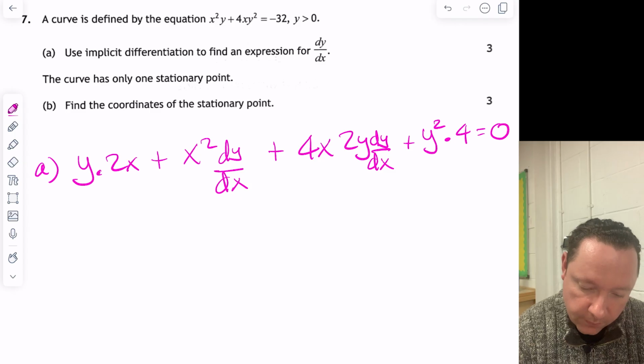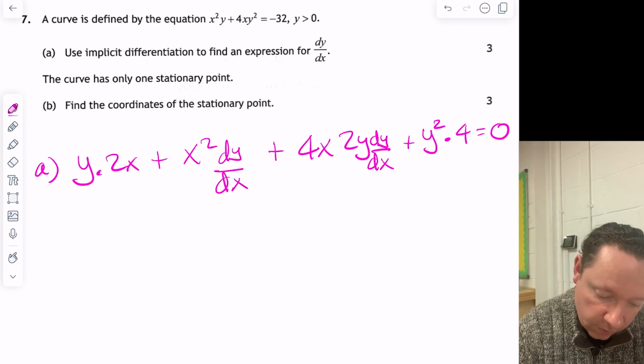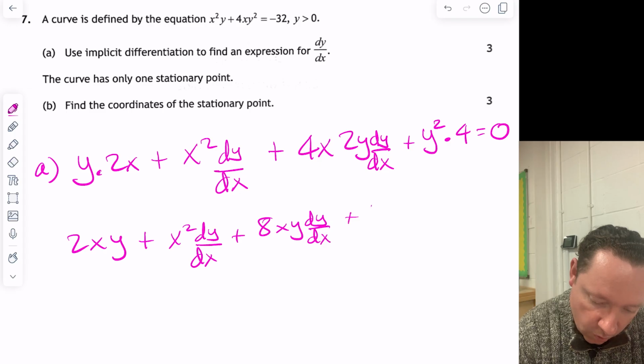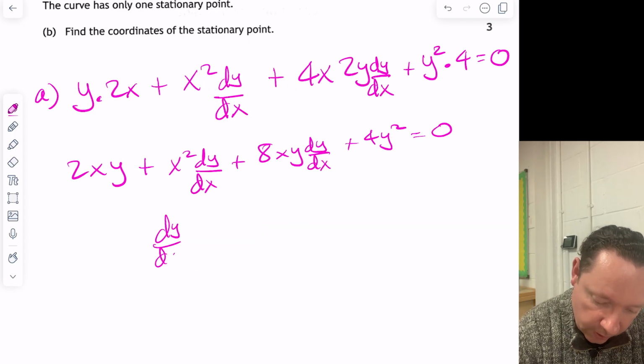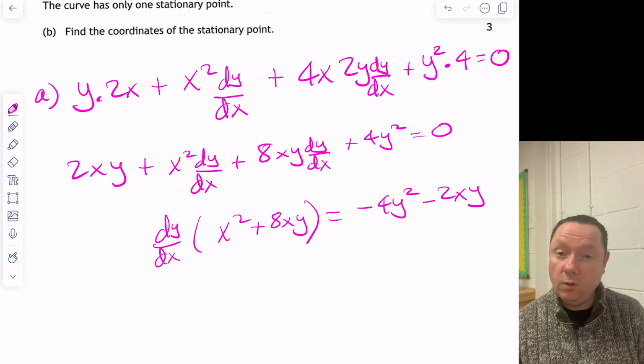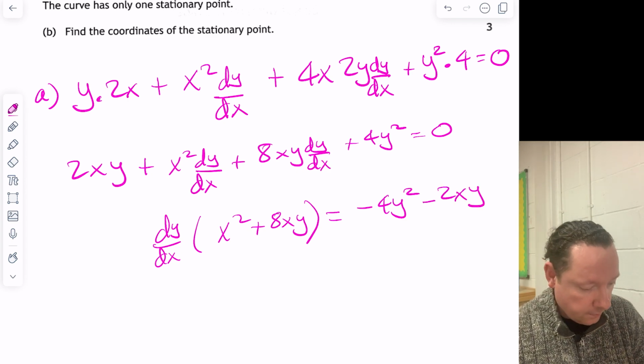And that equals the derivative of minus 32, which is nothing. So tidying that up, we've got 2xy plus x squared dy by dx plus 8xy dy by dx plus 4y squared equals 0. The dy by dx here, I've got x squared plus 8xy, and that equals minus 4y squared minus 2xy. And then we can just divide by whatever the dy by dx is multiplied by.